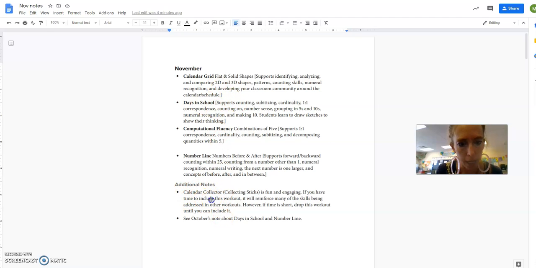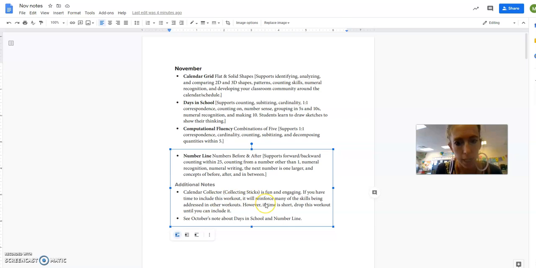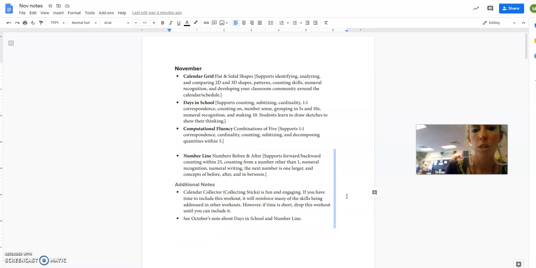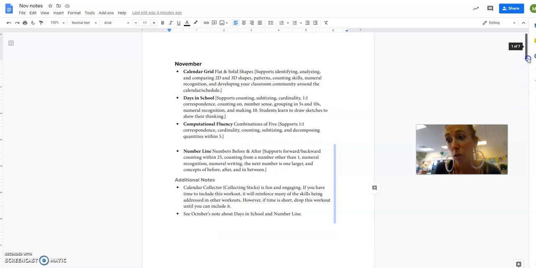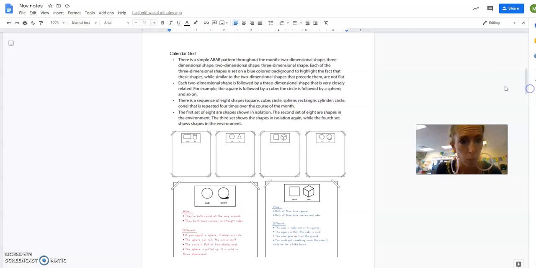You can read through this on your own, but they are saying right here, calendar collector. It is fun and engaging, but skip it if time is short. And you guys definitely are short on time. So let's skip that. So let's go down to number corner for calendar grid.